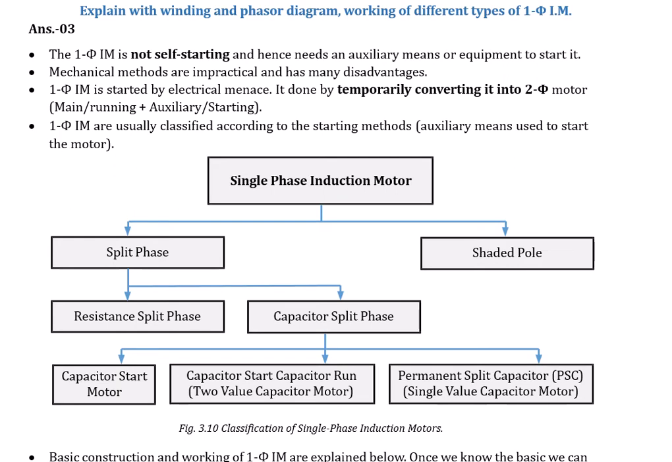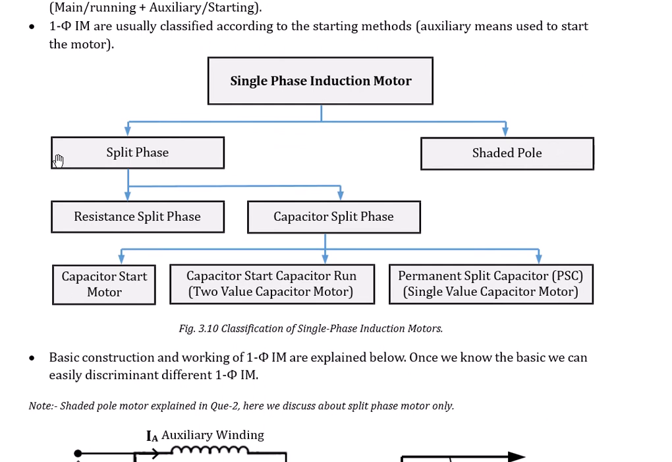So how can we convert it to a two phase motor? A two phase motor consists of a main or running winding, and an auxiliary or starting winding. Single phase induction motors are usually classified according to the starting method, and the auxiliary winding is used to start the motor. So according to the starting method, single phase motors are mainly divided into two parts.